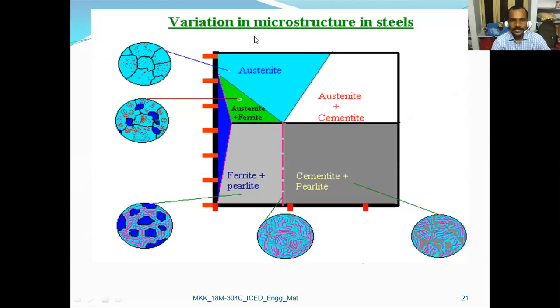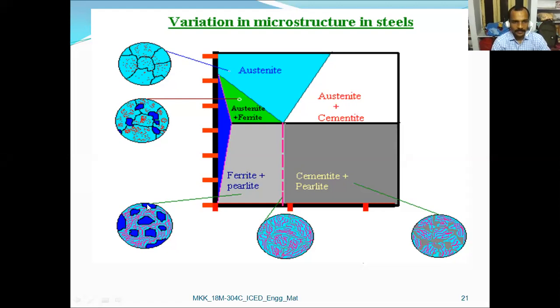Variation in microstructure in steels, nothing but how the different phases occur. Let us have a look. Here let us see the different structures and different phases of these particular microstructures in steels. Let us start with the ferrite and pearlite in the iron carbon equilibrium diagram.